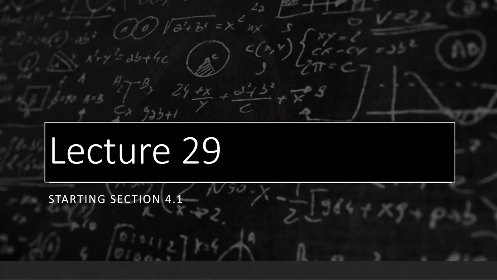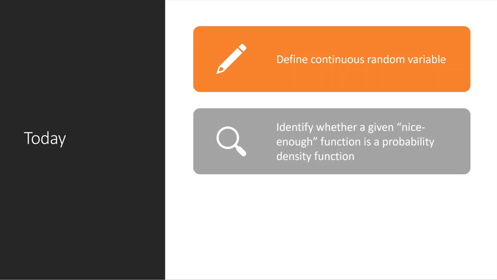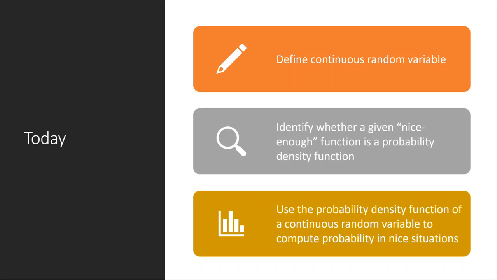Alright, so today we're going to be starting section 4.1. By the end of this lesson, you will be able to define a continuous random variable. You'll be able to identify whether a given nice enough function is a probability density function, and you'll be able to use the probability density function of a continuous random variable to compute probability in nice situations.